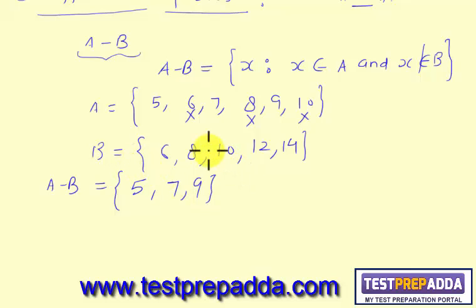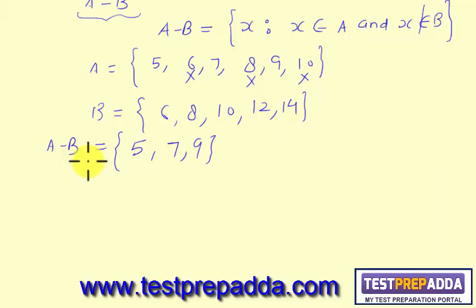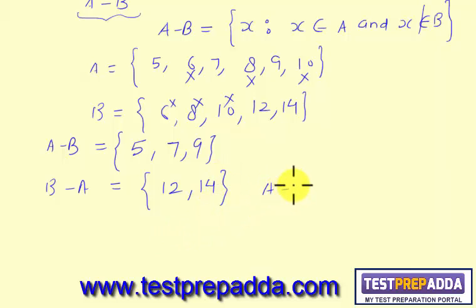Now if I try to find B minus A, what will it be? Since 6 is there in A, I'll not take 6. 8 is there in A, I'll not take 8. 10 is there in A, I'll not take this 10. So B minus A will have elements 12 and 14. You can clearly see that A minus B is not equal to B minus A.